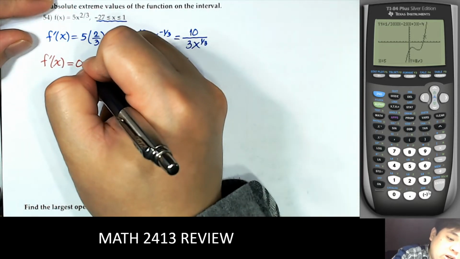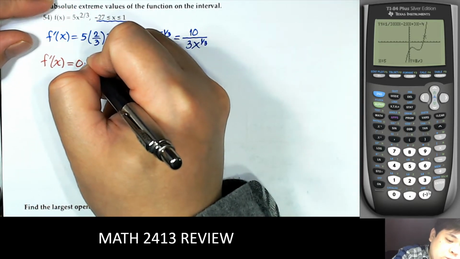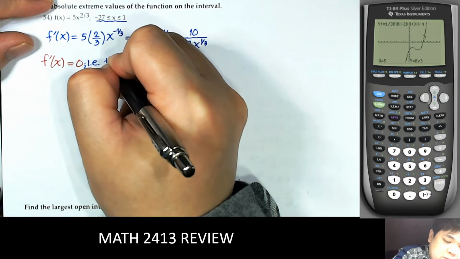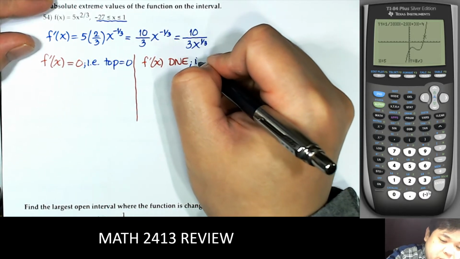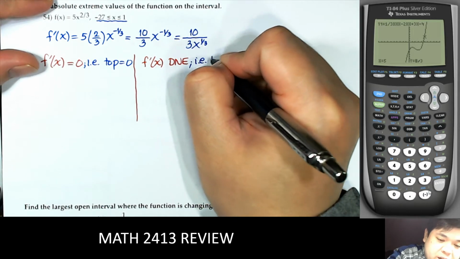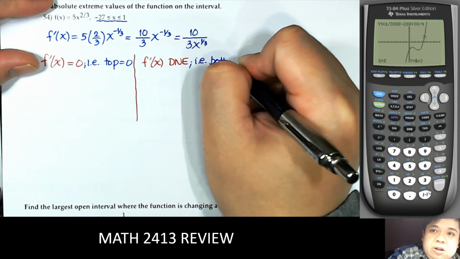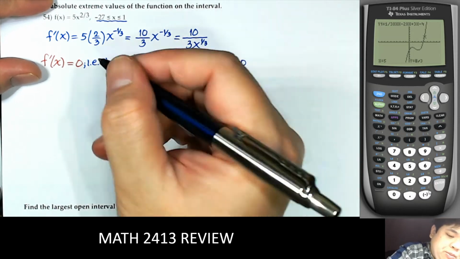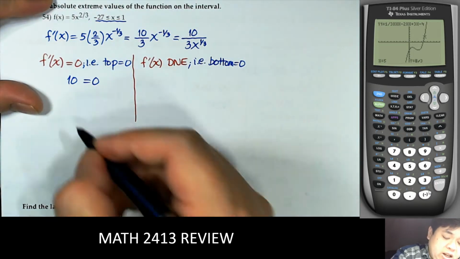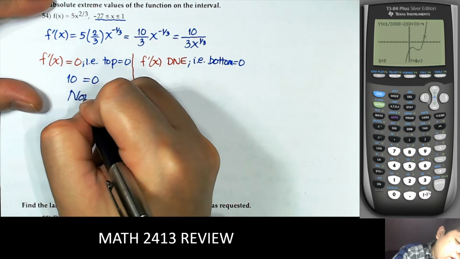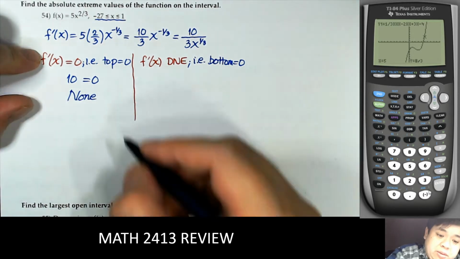We have a fraction here, so derivative equal to 0, meaning the top is equal to 0. Derivative does not exist, meaning the bottom is equal to 0. So what we have is 10 equal to 0. Obviously that doesn't give us anything, so there's nothing on this side.